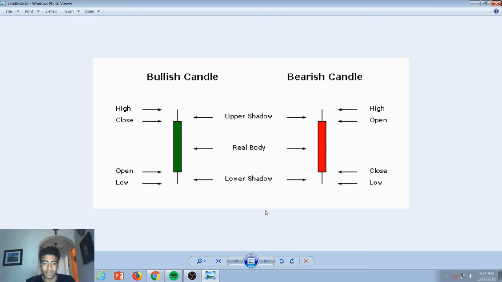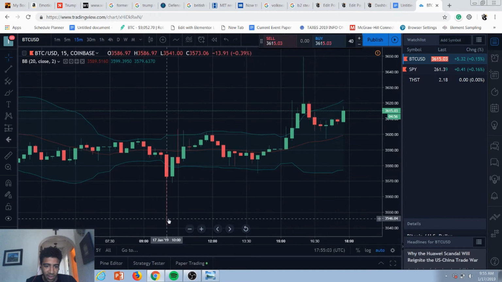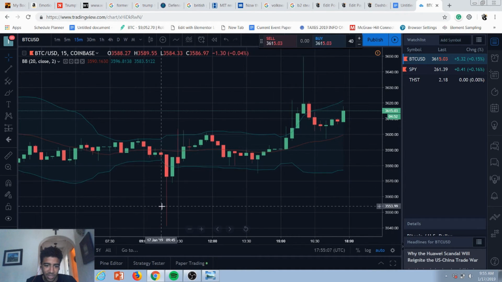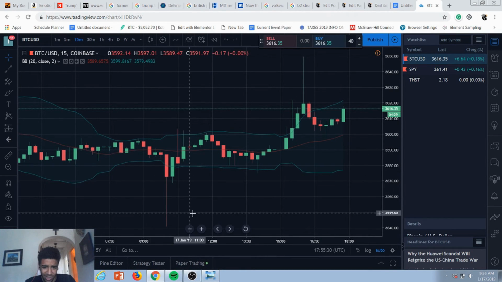So what do I mean by that? Take this red candlestick for example. If we follow it all the way down, follow the tail, we can see that the lowest point the price touched in this current time period of 10 a.m. January 17th, the lowest point it touched was 3,541, and then for whatever reason it came back up and ended up closing 3,572. How to get that?